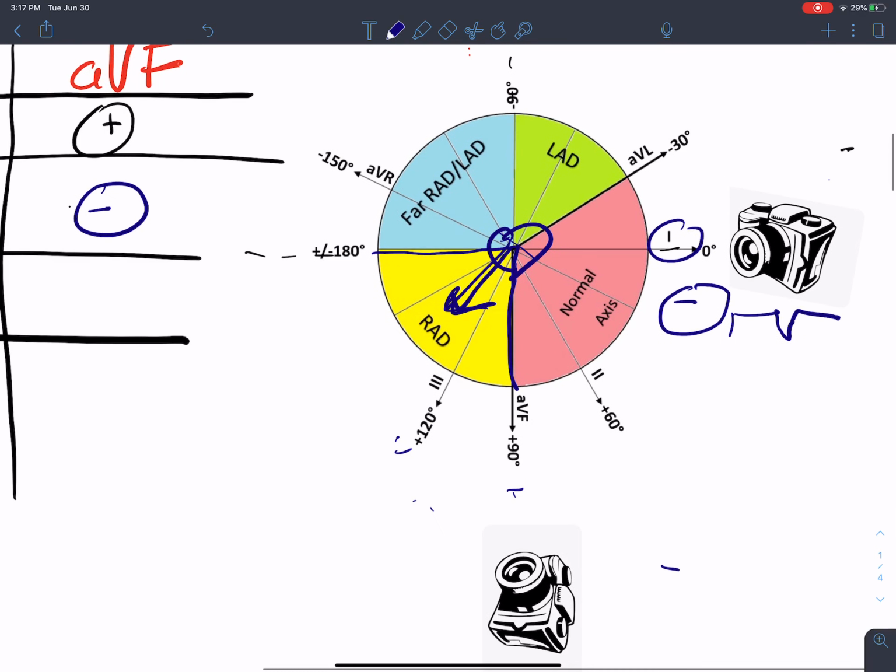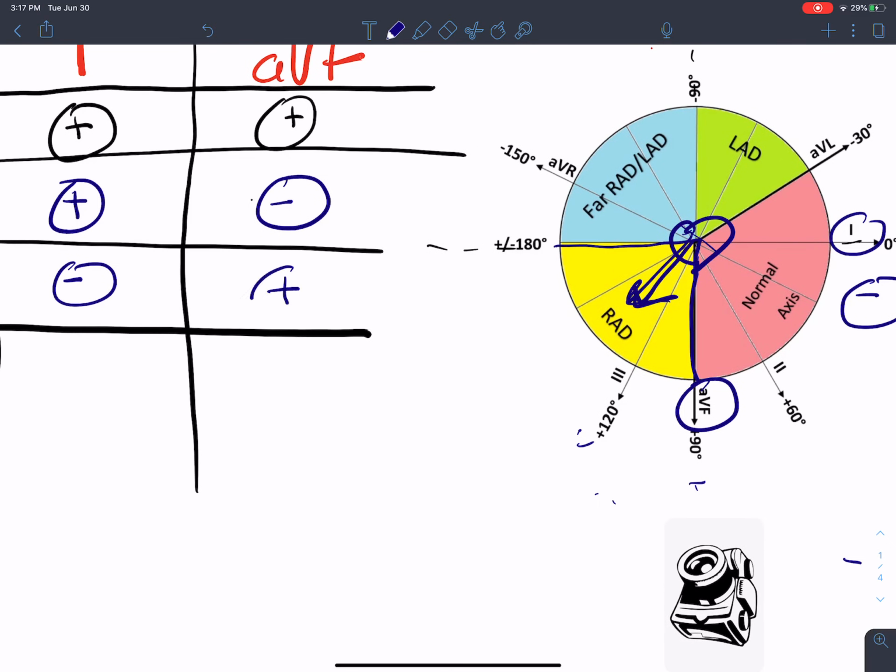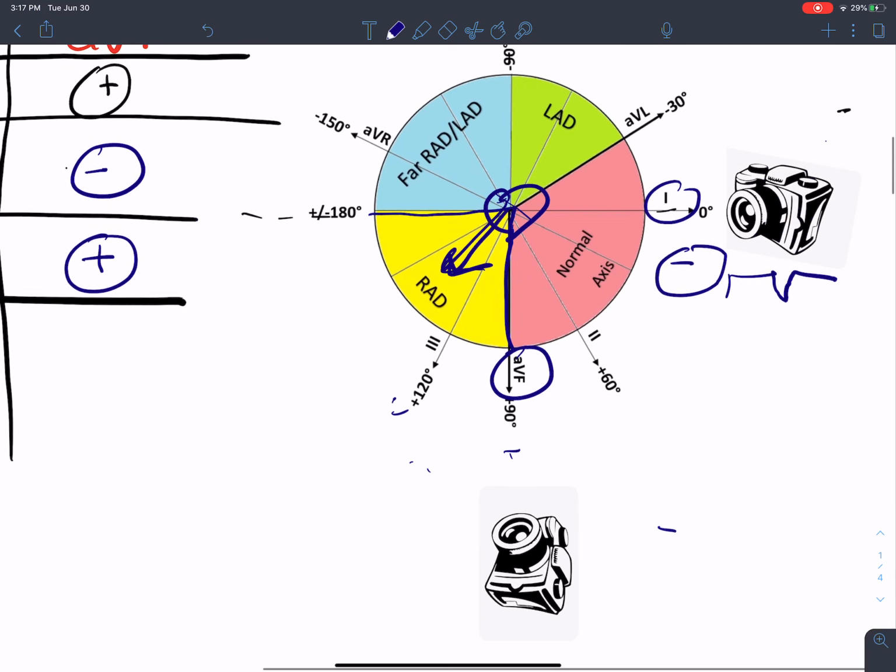Now let's think about what's going on with lead AVF. Is the net vector of all the electrical activity in the heart traveling toward AVF or away from AVF? It's traveling toward AVF, and because it's traveling toward AVF, it's a positive deflection.